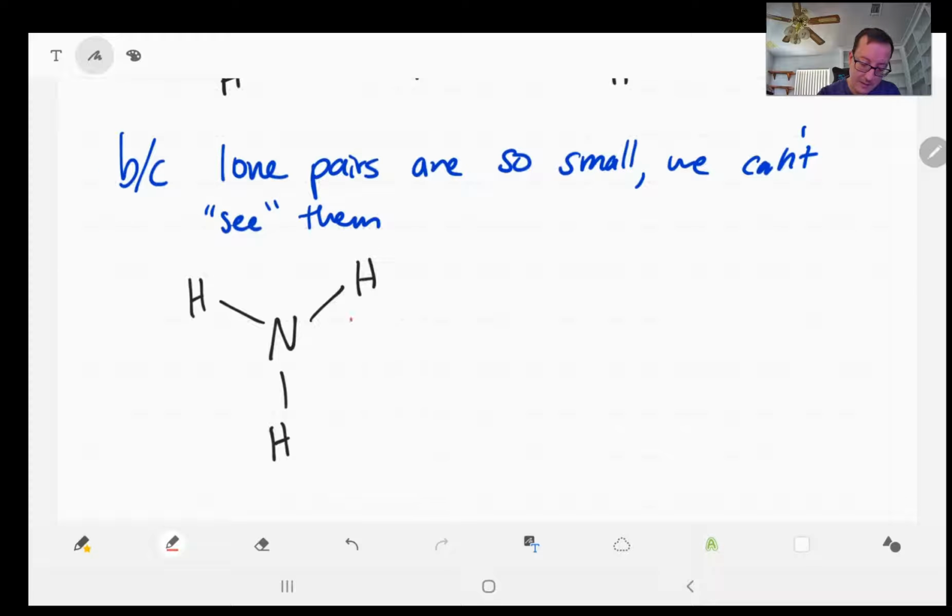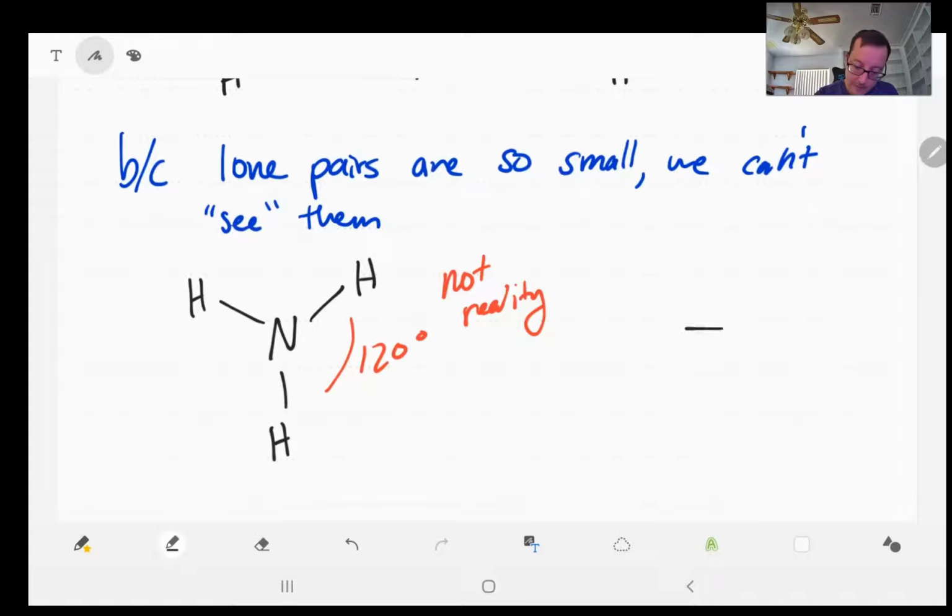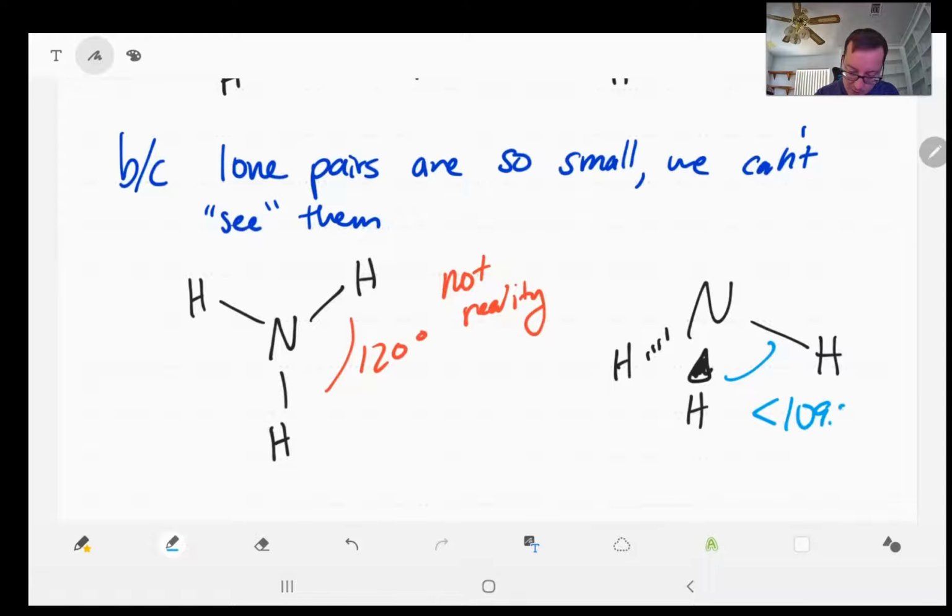Experiments show us that this angle, which would be 120 degrees, is not real. This is not reality. In reality, using the wedges and dashes here, we end up with angles that are just a little bit less than 109.5. And so that's why it's important for us to talk about molecular geometry as well.